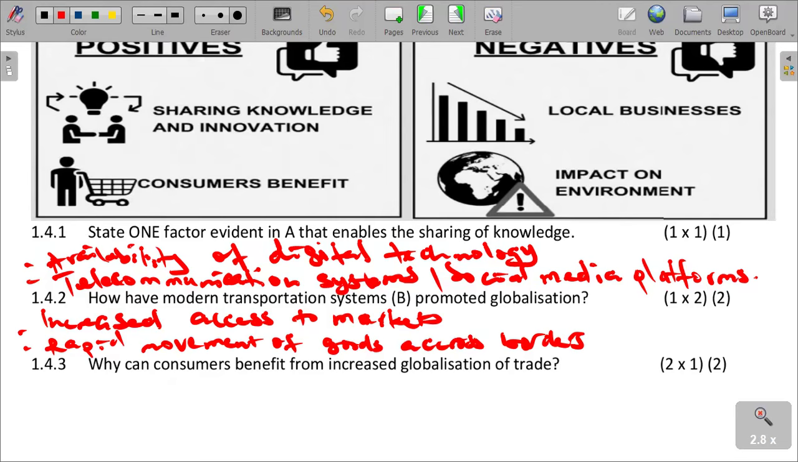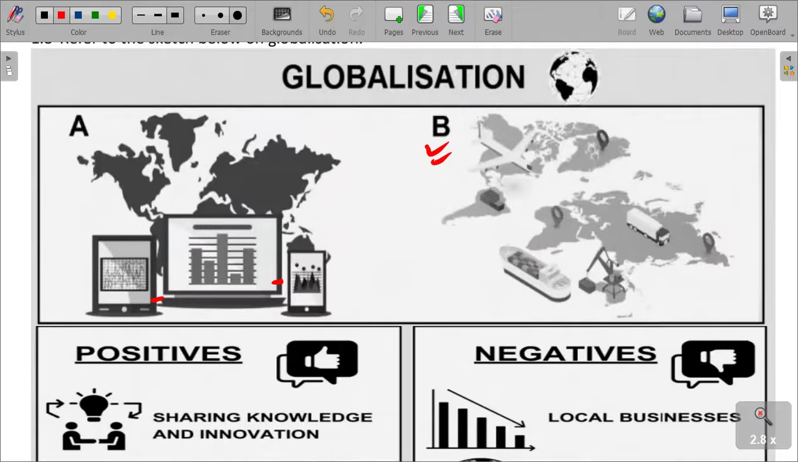We have got large quantities that can be transported. Larger quantities of goods can be transported through the ships. Large quantities of goods can be transported through shipping. We also have enhanced efficiency in trade and also global labor mobility.